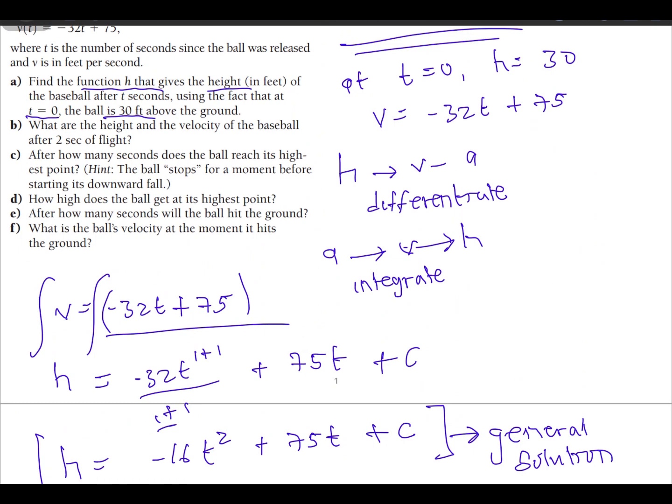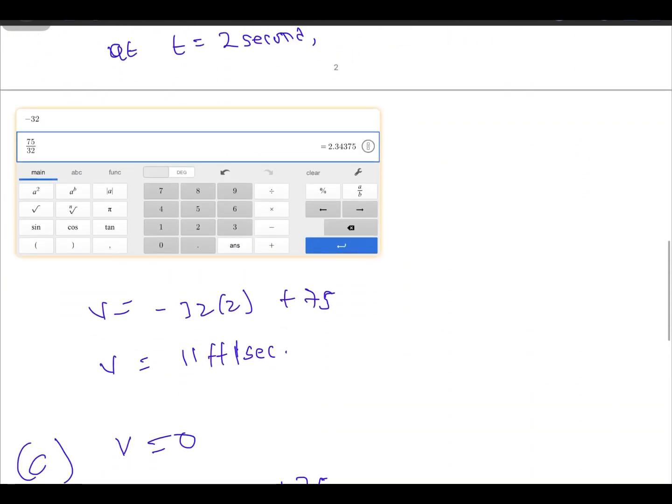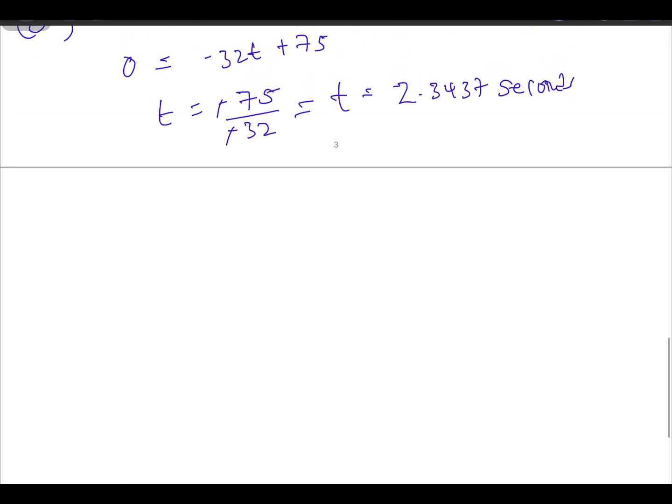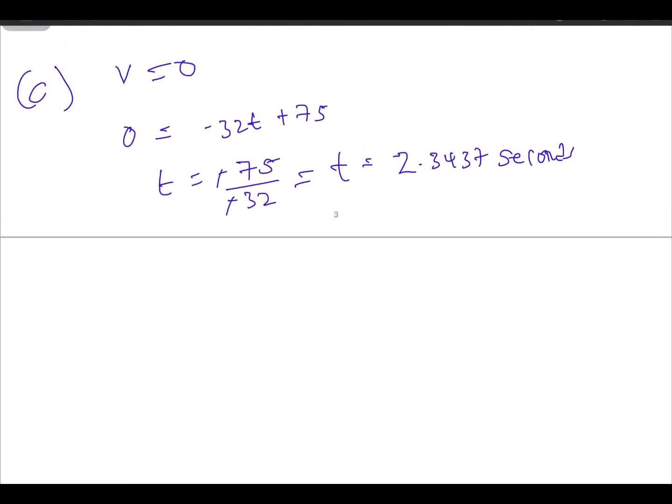So let's look at D. How high does the ball get at its highest point? That means that the ball reached the maximum point at time t equal to 2.3437 seconds. And therefore we have our height h equal to negative 16t squared plus 75t plus 30.